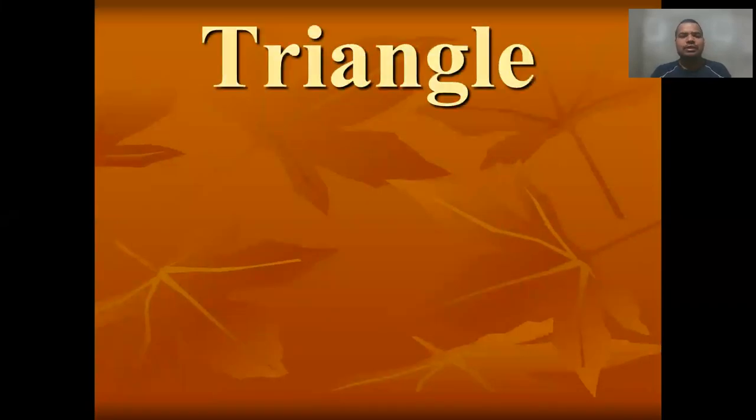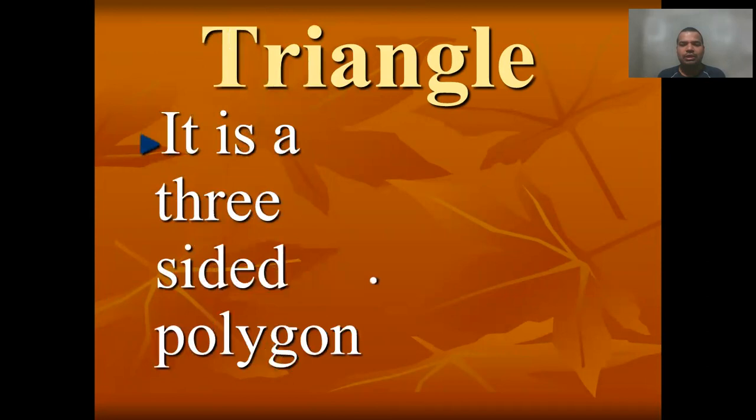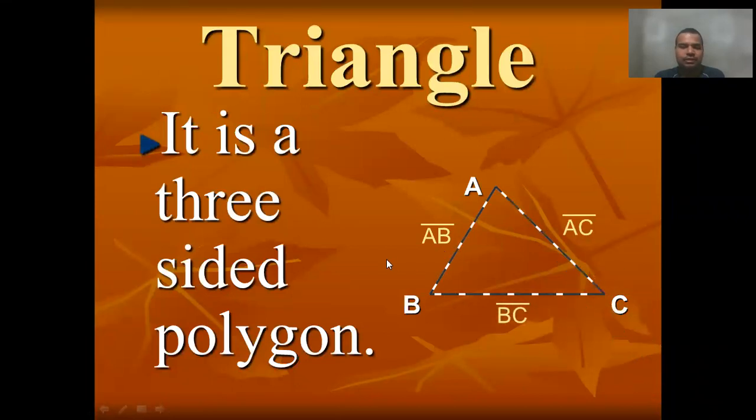So basically, what is a triangle? A triangle is a three-sided polygon, which we can see in this figure as well, A, B, C. It is made up of three straight lines which are enclosed, a closed figure. The three sides are AB, the first side, then BC, and then the third side AC.